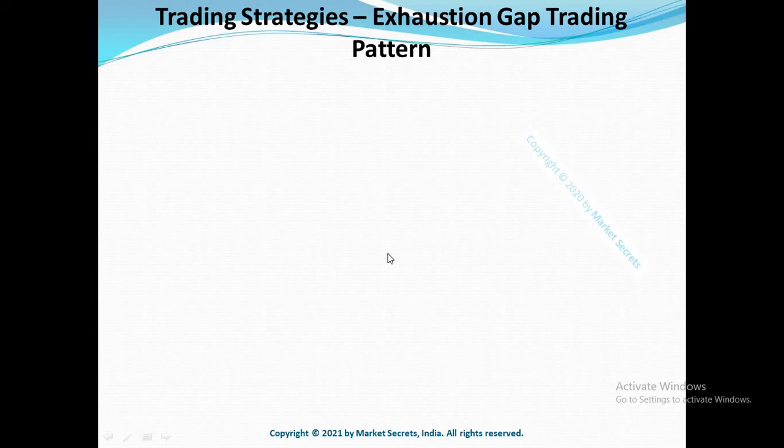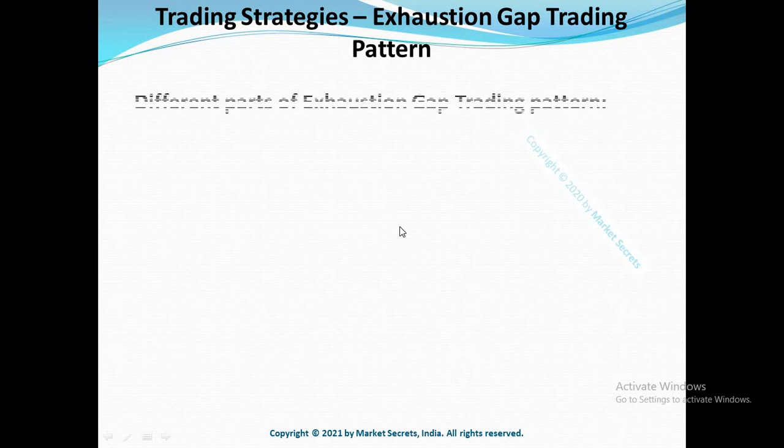Exhaustion gap means a gap formation at the end of an uptrend. Consider a stock is in an uptrend for a long time, and at the end of the uptrend, price gaps up. What do I mean by the end of an uptrend? Simple. Price gaps up into or just below the supply zone. This kind of gap is called the exhaustion gap. This is a sign of a weak market. This type of gap is created to trap the traders.